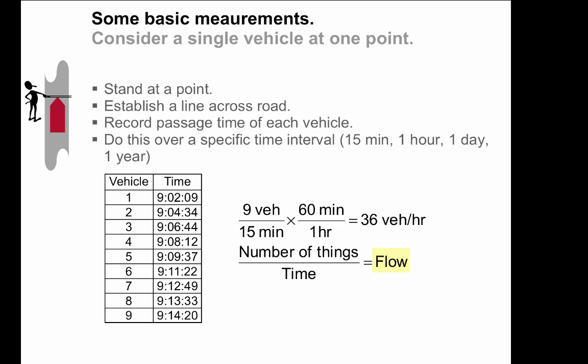And generally speaking, in the world of civil engineering and the world of science, when we count numbers of things per unit time, we call that flow. So traffic flow is simply the number of vehicles passing a particular point per time. And flow is something that we see in other branches of civil engineering, like in hydraulics and hydrology as well.